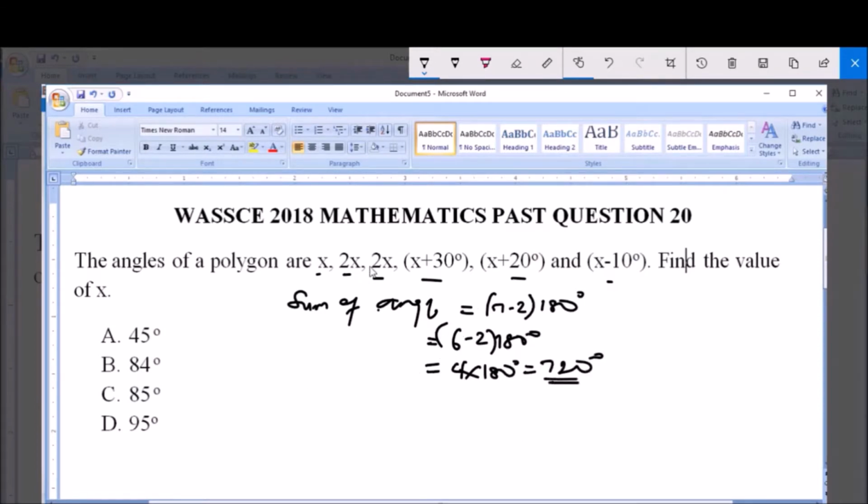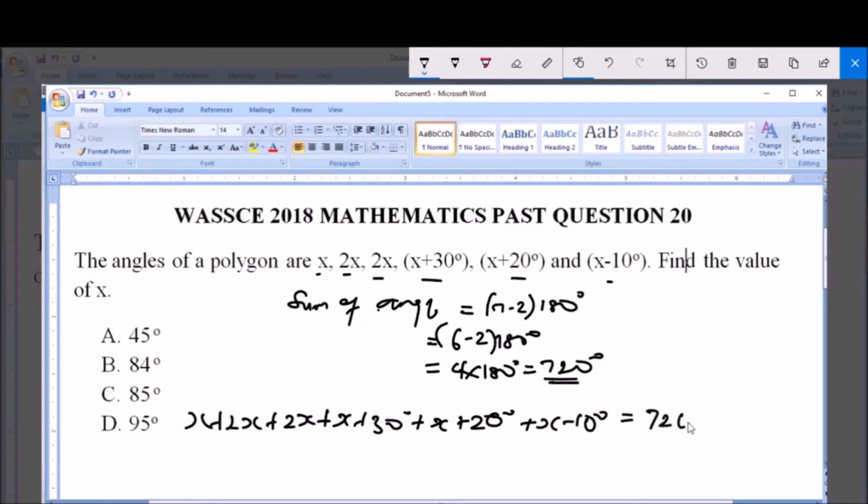Now to find x, we simply equate the sum of all these angles, since they are the interior angles of this polygon, to 720. So therefore we have x plus 2x plus 2x plus x plus 30 degrees plus x plus 20 degrees plus x minus 10 degrees equals 720 degrees.